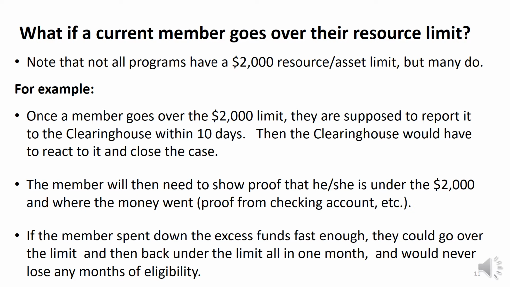The member will then need to show proof that he or she is under the $2,000 limit and where that money went, proof of what they spent that money down on from their checking account, etc. If the member actually spent down those excess funds fast enough, they could go over the limit and then back under the limit again all in one month and would never lose any months of eligibility.